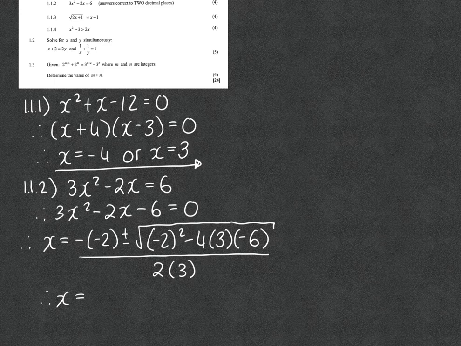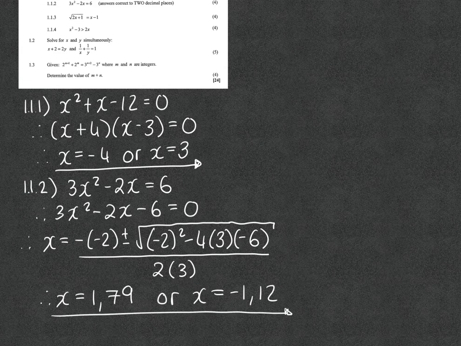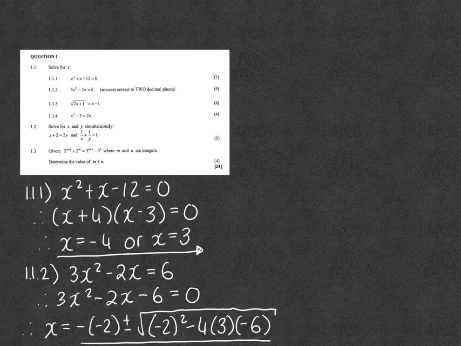The calculator will give us the first answer. Remember, with decimals, you don't have to write it in surd form or fraction form, you can go straight to the decimals. So x equals 1,79, or x equals minus 1,12. And those are your answers. Nothing more, nothing less, straight out of the calculator. Cool, next question. Let's do it over here, 1.1.3.